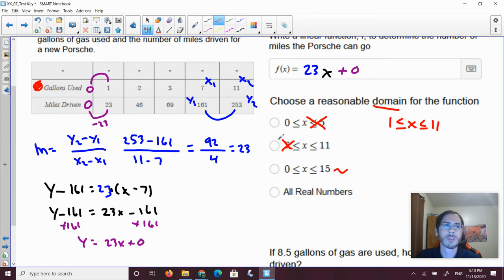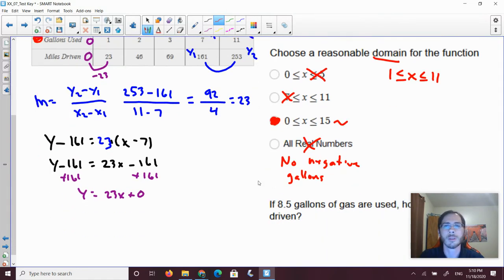All real numbers. Well, if it's gallons used, you can't do negative gallons. You can't put negative gas in your car and expect it to go anywhere. So since we can't have negative gallons, we're not going to pick all real numbers. We'll just pick 0 to 15. It is continuous because you could use any fraction in between, but that seems reasonable. Gas tank might be bigger, might be smaller, but that seems reasonable based on our table.